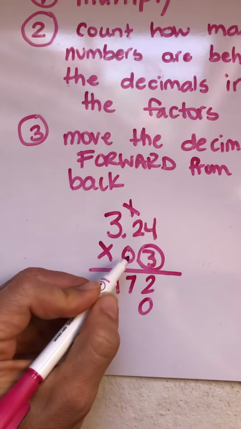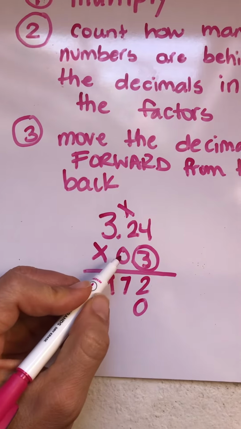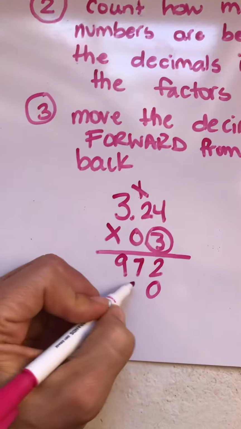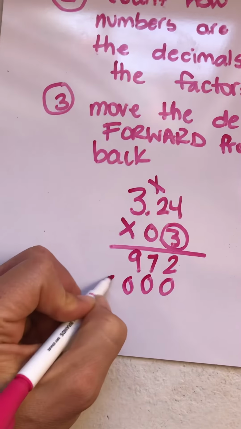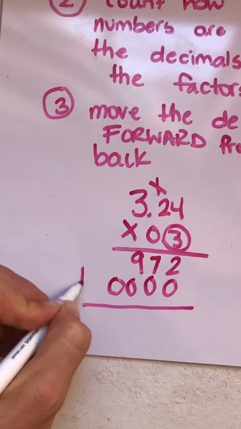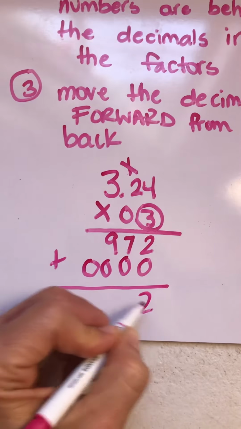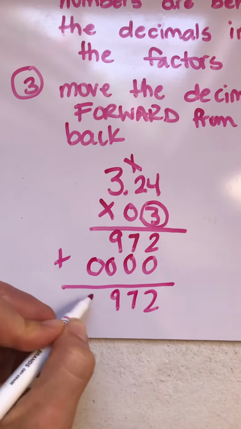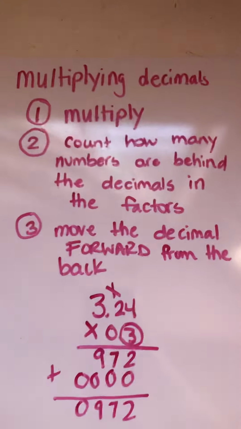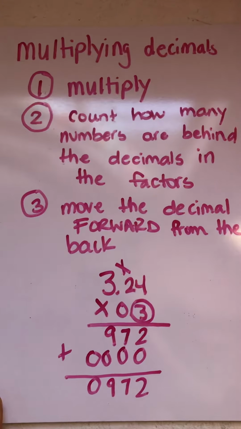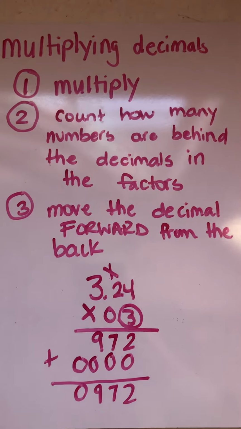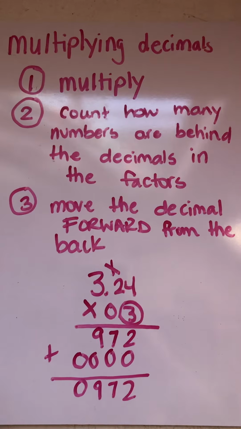Okay, well, the next number is a 0, so technically I don't have to multiply, but I will. 0 times 4 is 0. 0 times 2 is 0. 0 times 3 is 0. Add up all those, 2, 7, 9, and a 0. Okay, so that's step 1, just multiply, completely ignoring the decimals. Step 2 is the brand new one. Count how many numbers are behind the decimals in the factors.